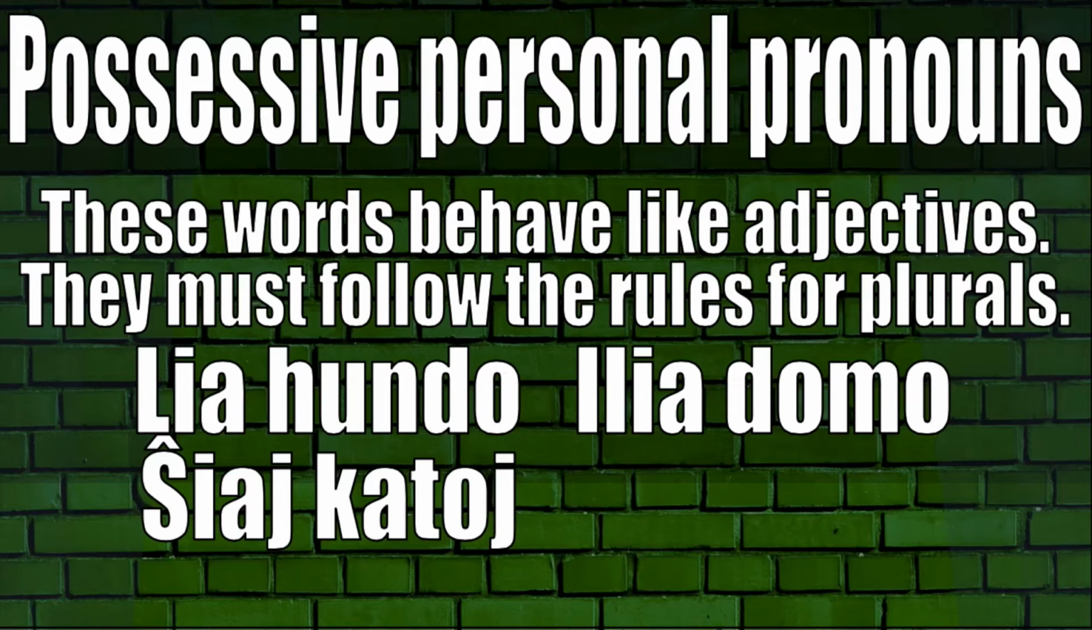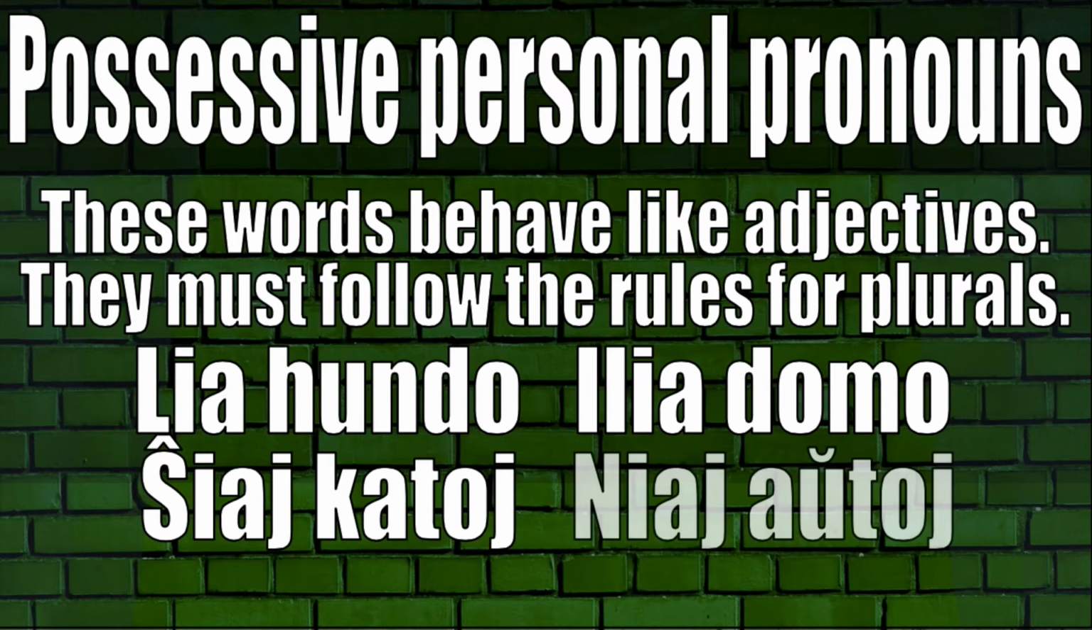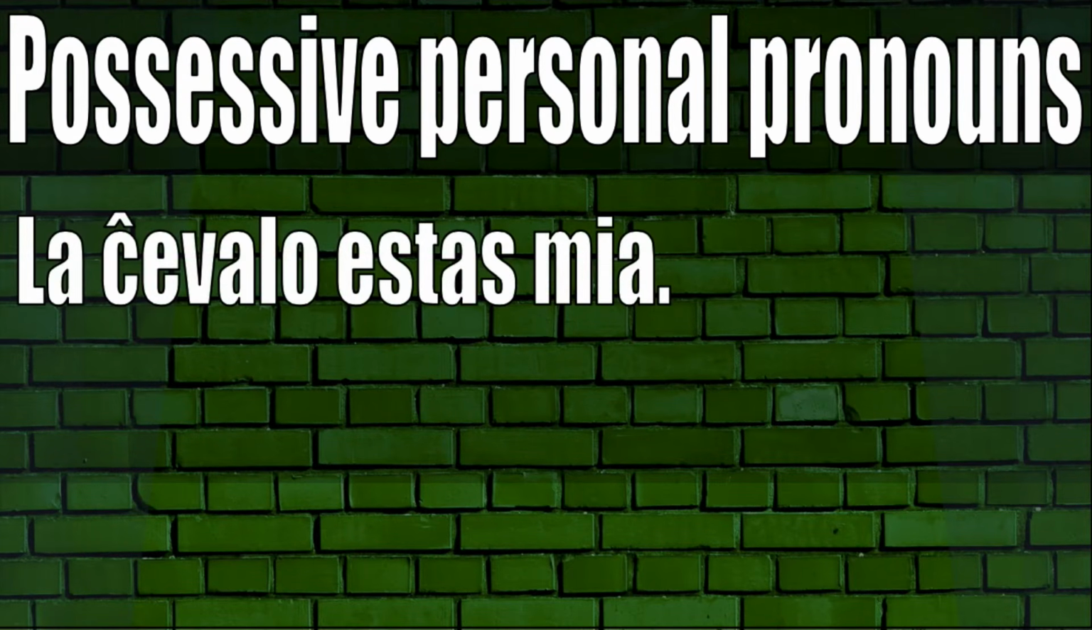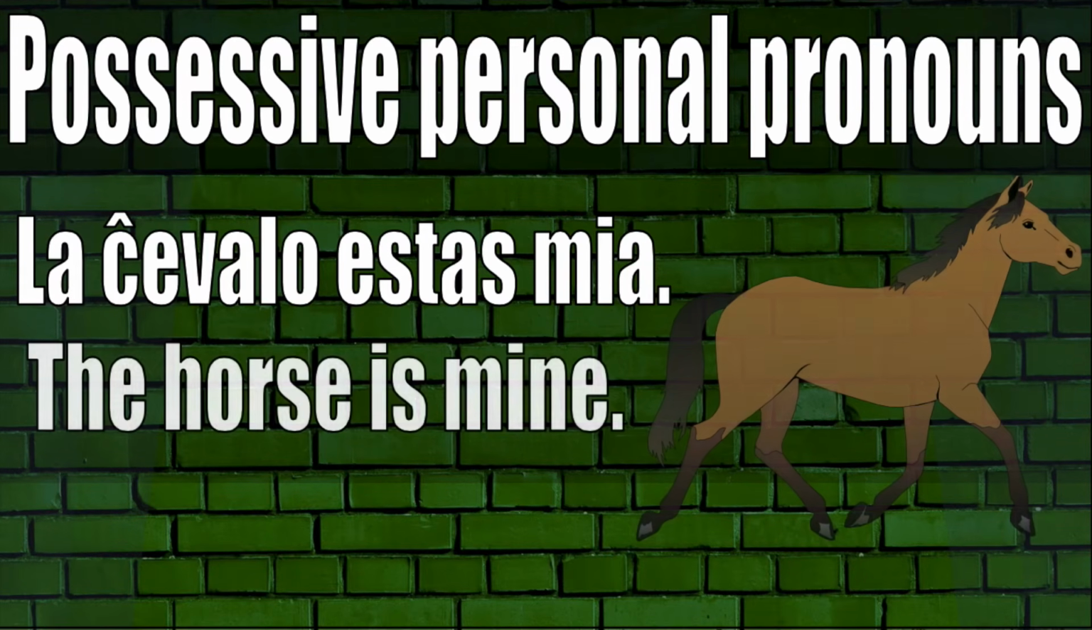Now we don't add the letter j to ilia because domo is singular. Even though ili is plural, ilia is modifying domo and domo is singular. So there's no letter j on domo or ilia. Another plural example is niaj aŭtoj, our cars. Possessive personal pronouns can also stand on their own without modifying anything. We could say, la ĉevalo estas mia, the horse is mine.